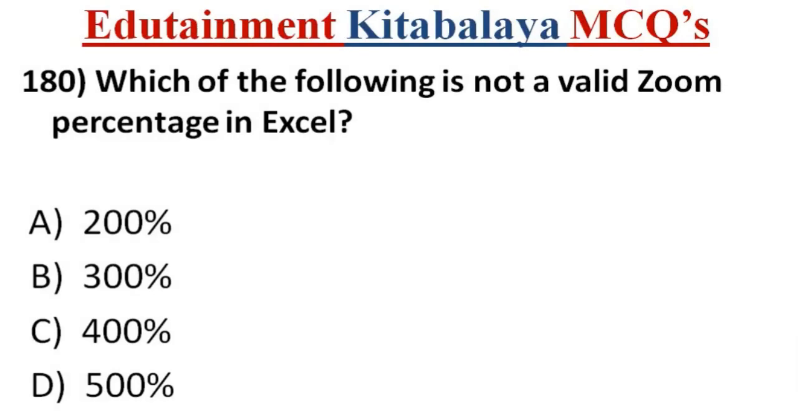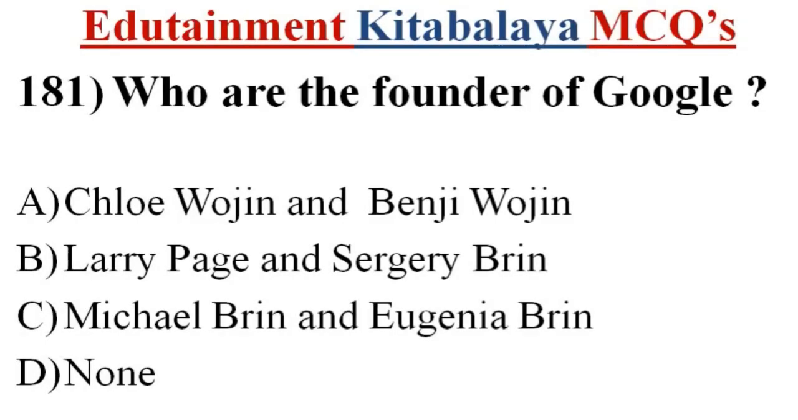Question number 180. Which of the following is not a valid zoom percentage in Excel? A 200%, B 300%, C 400%, D 500%. Correct answer is D 500%. Question number 181. Who are the founders of Google? A. Chloe Wojcik and Benji Wojcik. B. Larry Page and Sergey Brin. C. Michael Brin and Eugenia Brin. D. None. Correct answer is B. Larry Page and Sergey Brin.